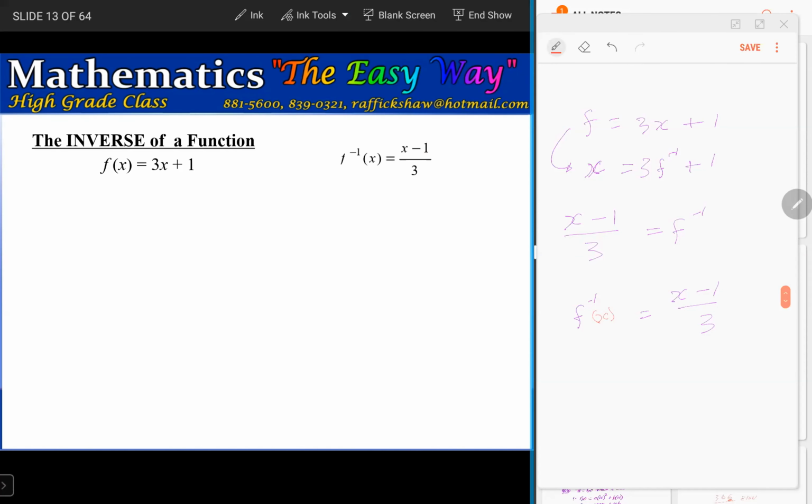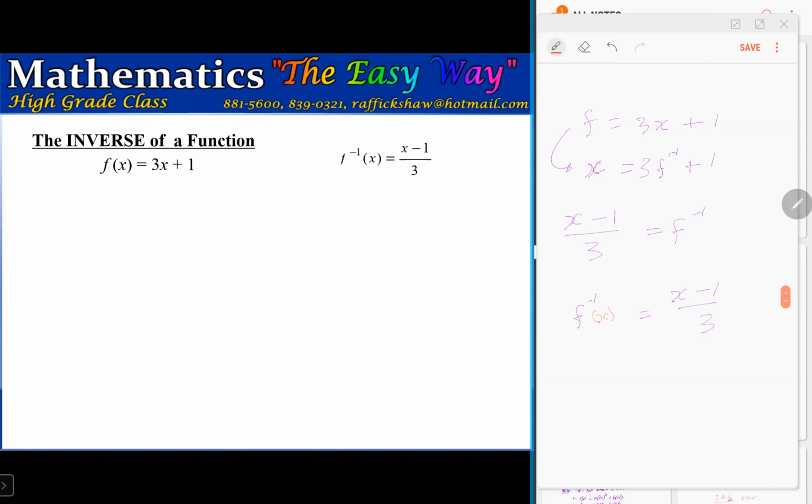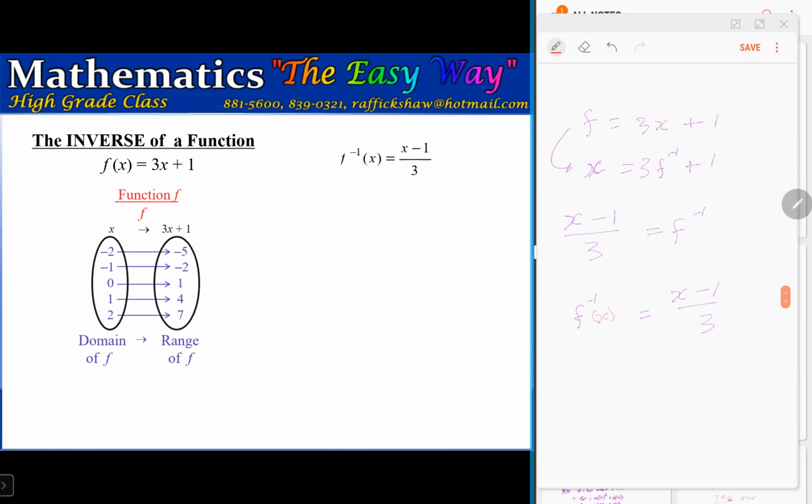All right, so those are my inverse functions. Now I'm going to put up the values, the mapping diagram for both, so we can understand a little bit better. So this is the mapping diagram for the function on the left. So the -2 maps onto -5, the -1 maps onto -2, the 0 maps onto 1, the 1 maps onto 4, the 2 maps onto 7. And I showed how we calculated those values.